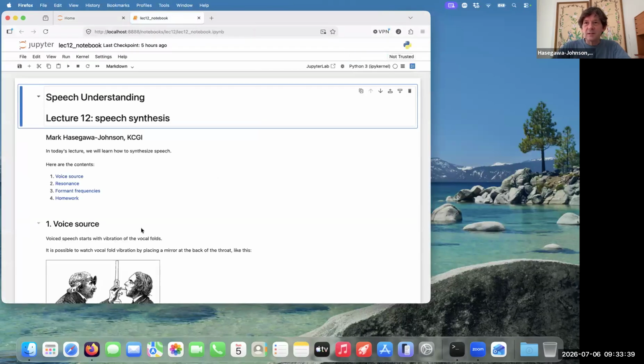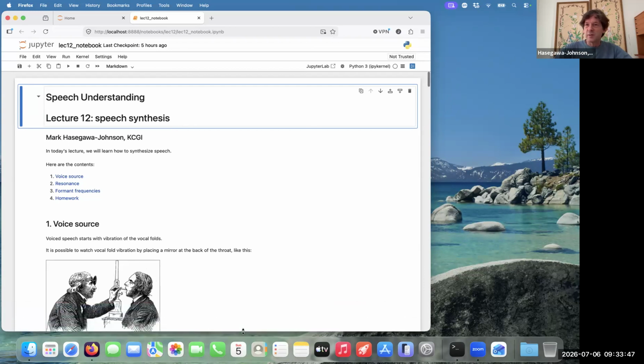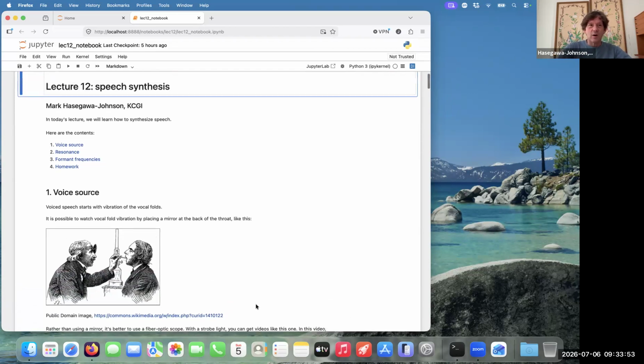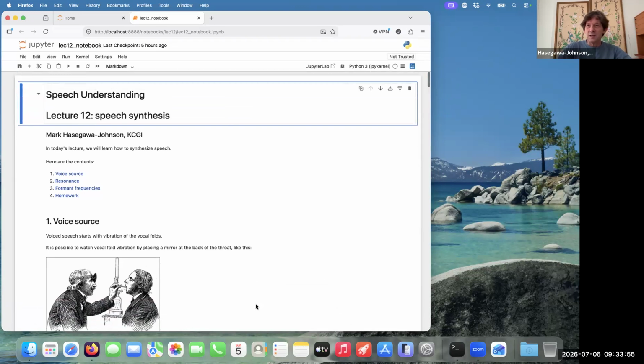And for the past 11 lectures, well, for the first 5 lectures, we learned Python. For the next 3 lectures, we learned how audio works. And for the next 3 lectures after that, we learned how automatic speech recognition works. And then for the final 3 lectures of this course, we're going to be studying speech synthesis.